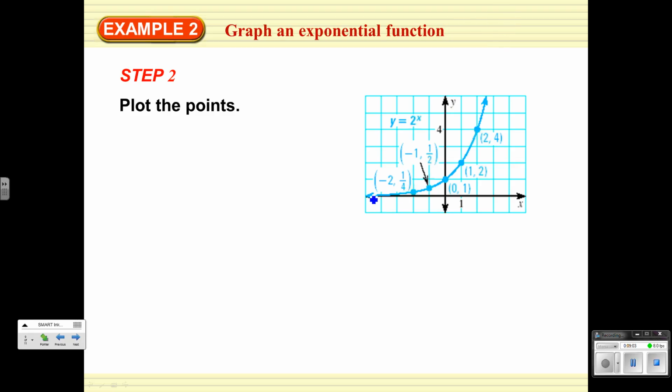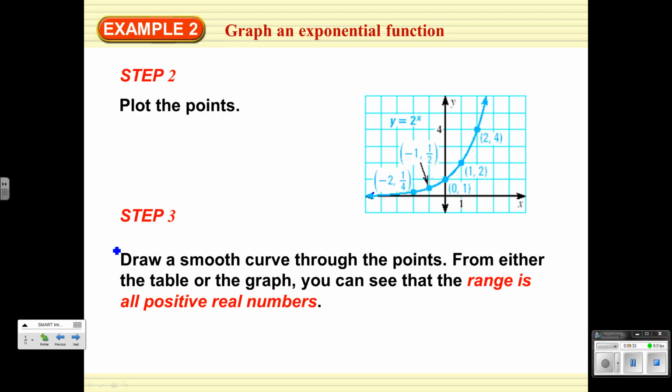I also want to point out, as close as we get to the x-axis, this will never touch the x-axis. This function just gets closer and closer, microscopically closer, but it never touches. y can never equal 0 because there's no exponent we can put with that 2 to make this y value 0. We can just get smaller and smaller. Then we draw a smooth curve.